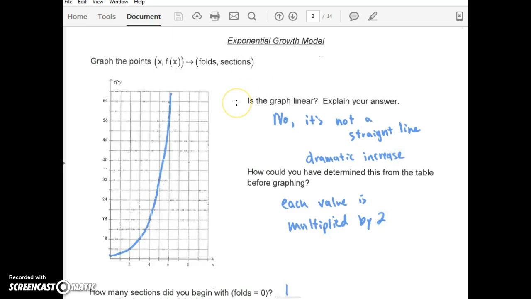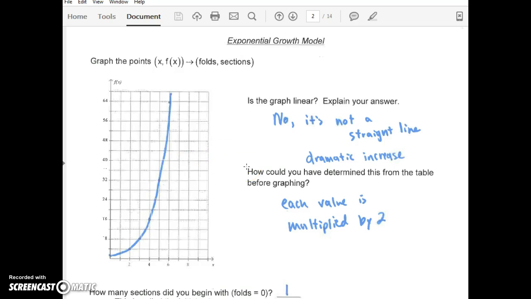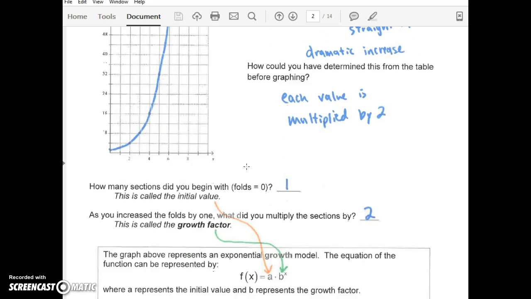So is the graph linear? No way. It's not a straight line, and there's this dramatic increase that starts to take place around here that greatly changes the slope. And how could we have determined that from the table before graphing it? Because we know we've multiplied each value by 2.